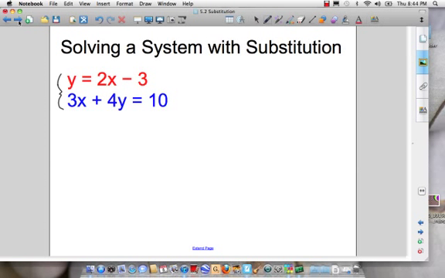Okay, so here comes the new method, substitution. So substitution is some high-powered algebra, so get ready.